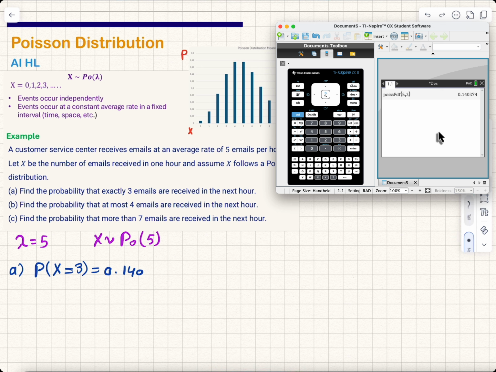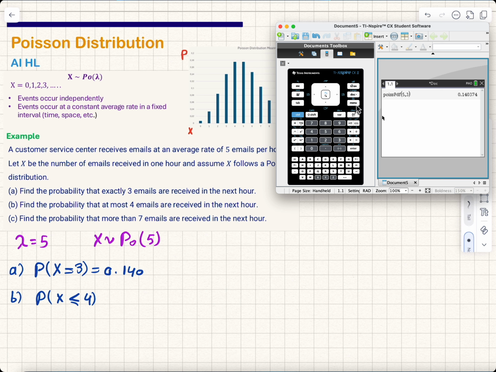Now here, in question B, we need to find the probability that we receive at most 4 emails in 1 hour. When we say at most 4 emails, it means 4 or less, like 4, 3, 2, 1, or even 0. Could be 0 emails. So the very lowest number will be 0. Here, since we have inequality, first we write it like this. We need to calculate the probability of x smaller than or equal to 4. So 4 or less up to 0.